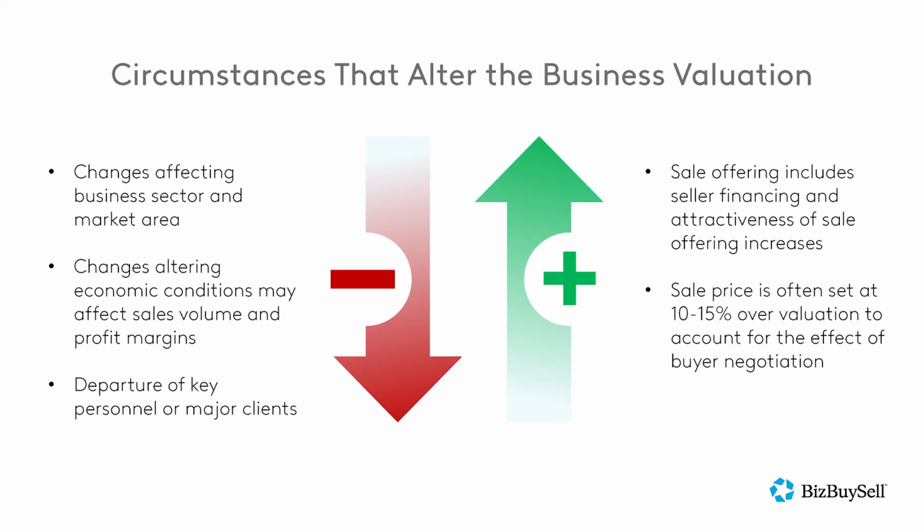Beyond adjustments due to circumstances, prior to a sale listing, the asking price will be further adjusted based on the following circumstances. If the sale offering includes seller financing, the seller's willingness to accept a portion of the purchase price in payments that are not due until a defined point in the future, the attractiveness of the sale offering increases. Some studies show that by offering seller financing, the earnings multiple used in the price calculation can increase by as much as a third, resulting in higher business value. Because business buyers negotiate downward from the business asking price, sale pricing is often set at 10 to 15% overvaluation to account for the effect of buyer negotiation.